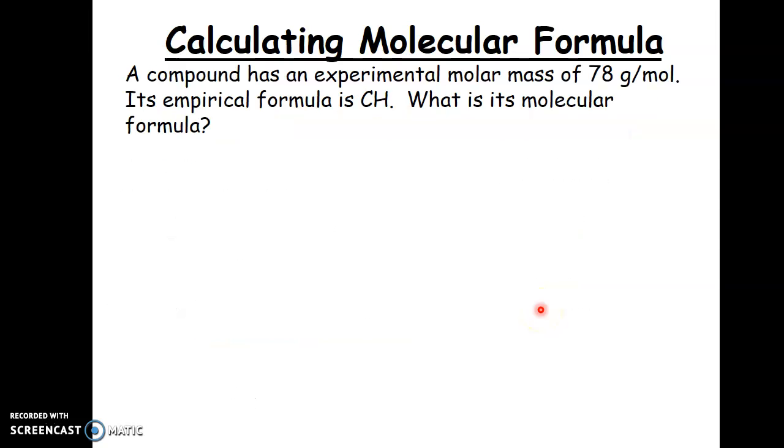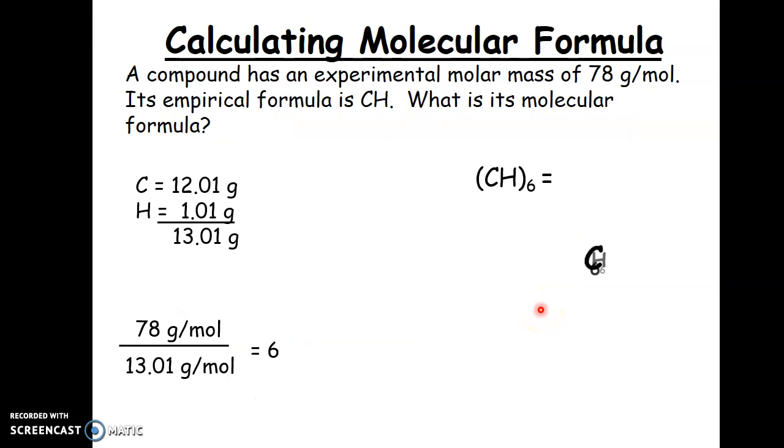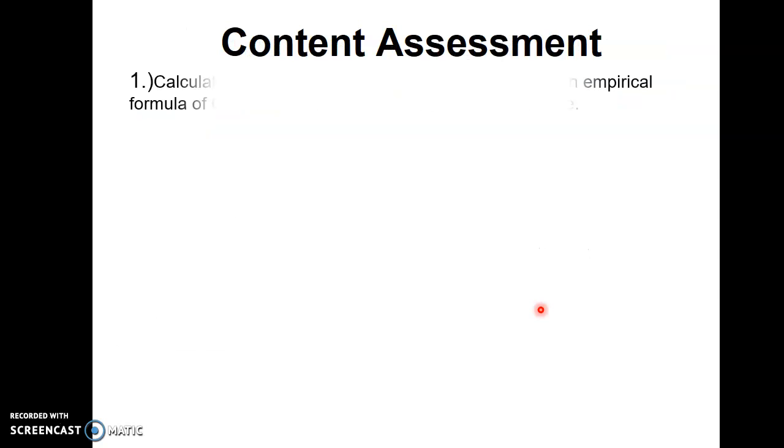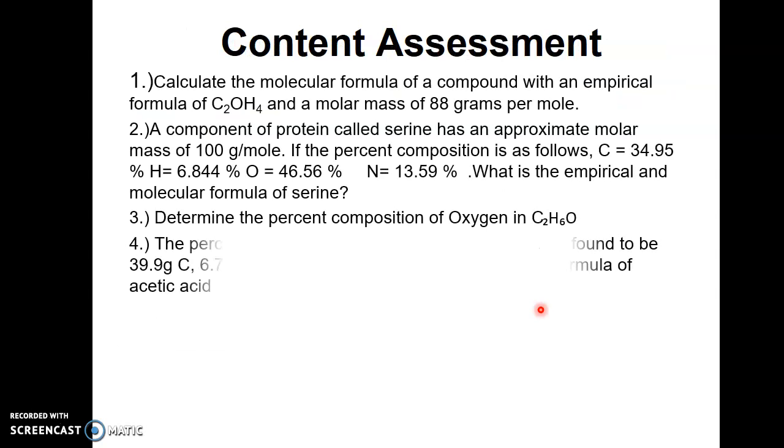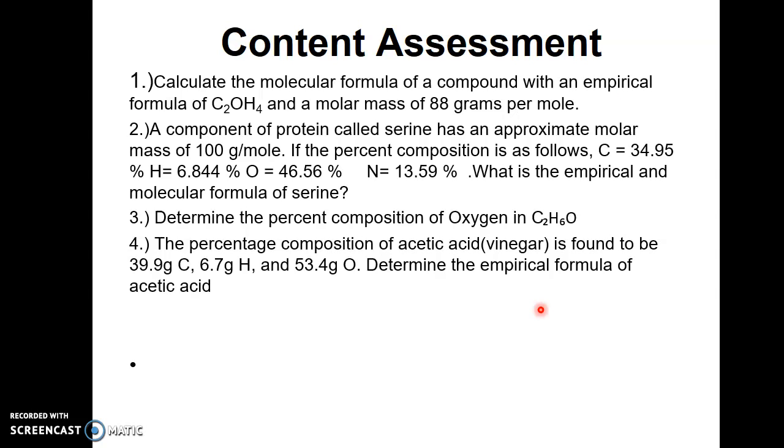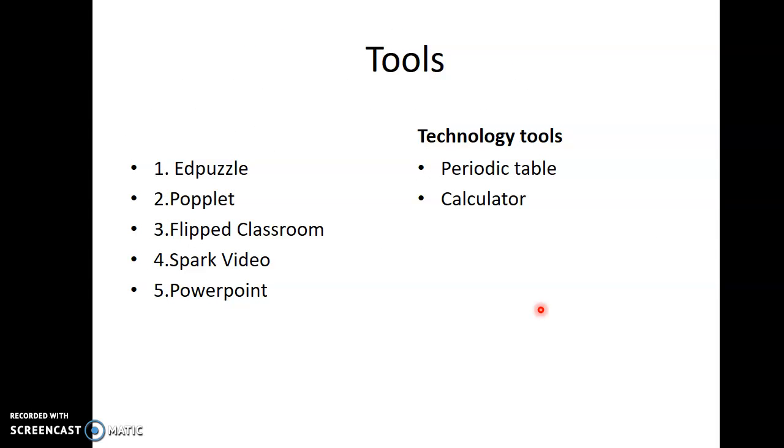So at the end of it, you have one more example, and the students will go through the example and the teacher gives the content assessment. So this is the content assessment for the lesson, and at the end of it, I use Edpuzzle, Popplet, Flipped Classroom, Spark Video, and PowerPoint as my digital tools, and the technology tools are the periodic table and calculators.